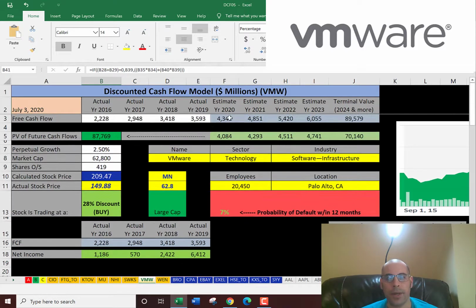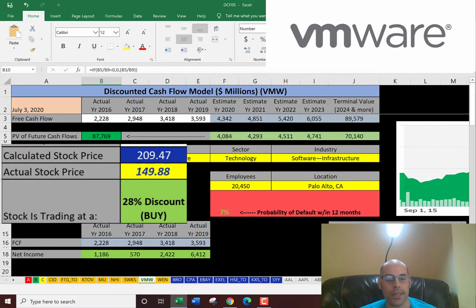So we estimated 4 years of future free cash flows, and we did a terminal value, which is all years past year 4. We discounted those numbers back to today's dollar amounts using the weighted average cost of capital. And we come up with the value of the company of $88 billion. We divide that by 419 million shares. And we get an intrinsic stock price of $209. It's trading at $150. So it's trading at a 28% discount. So it's a buy according to the model.